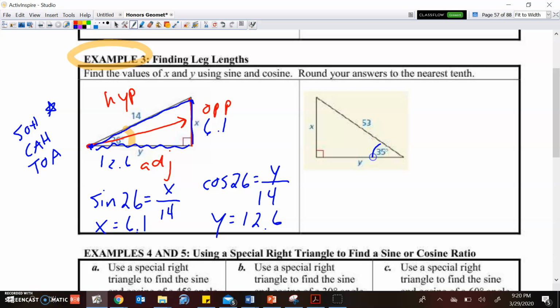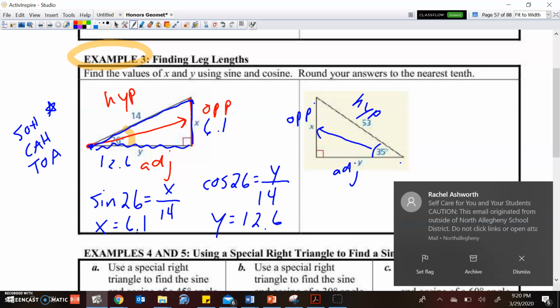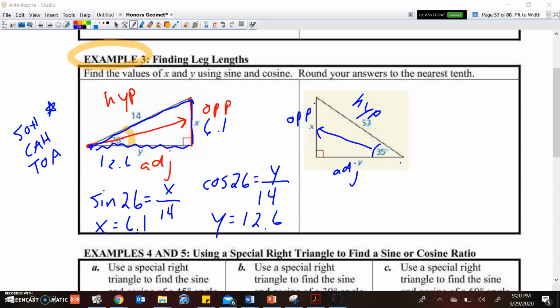This one here from 35 degrees. So I'm going to label what the sides are. This side over here is considered my opposite side from that angle. This is obviously the hypotenuse. And this is my adjacent side. All right, so to find x, excuse me, we're dealing with the opposite side, and the other thing they give me is the hypotenuse. So opposite and hypotenuse, that's going to be sine. So I'm going to go ahead and do sine of 35 equals x over 53. Multiply both sides times 53, and I get, rounded to the nearest tenth, x equals 30.4.